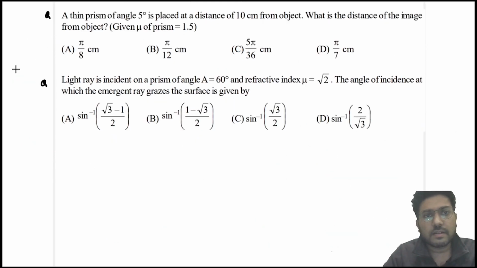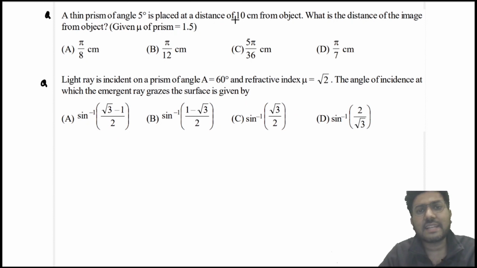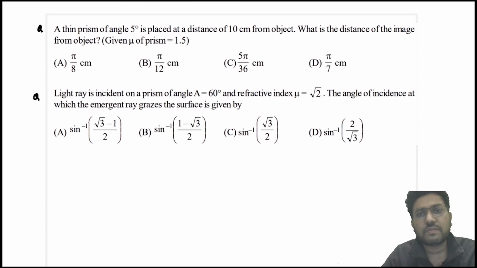Okay, now let us look at this question. In this question it is given that a thin prism of angle 5 degree is placed at a distance of 10 centimeter from the object. So we have a thin prism whose angle is given as 5 degree and it is placed at a distance 10 centimeter from the object. Then what is the distance of image from the object?